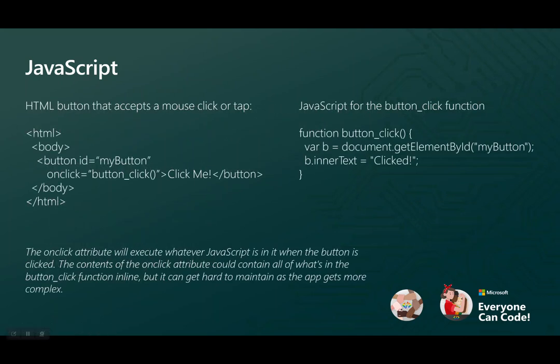And this is what our HTML with JavaScript would look like. So in this case, we have a button with an onClick attribute. That onClick attribute accepts a piece of JavaScript. So we could put just any JavaScript we want inside that onClick equals, but it's better to separate it out into a function. And so we're calling this button click function, and then the function is defined on the right-hand side. And we see that it's getting a reference to the button by the ID. So it's looking for an ID called my button. And then it's setting the inner text of it. So in this case, the button would change its text when you click on it from click me to clicked.